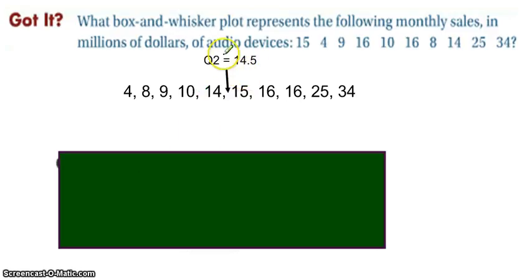Now that my quartile 2, or my median, is not one of these points included in the upper or lower halves, I still have 5 points in the lower half, which makes my quartile 1 the 9, and quartile 3 becomes the 16 here. My minimum and my maximum are 4 and 34. So now I have everything needed to complete my box and whisker plot.